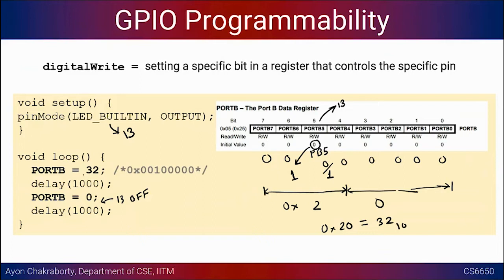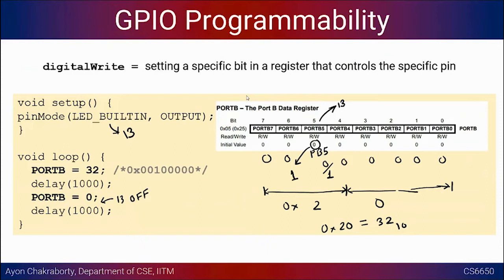So we say that port B is equal to 32, which turns on the fifth bit in the port B data register, which is controlling the pin number 13, or it's basically controlling the whole port B, and out of that we are interested in the fifth bit because it is controlling pin number 13. I hope this is clear, right? This is how from the register itself we can control the GPIO pins.